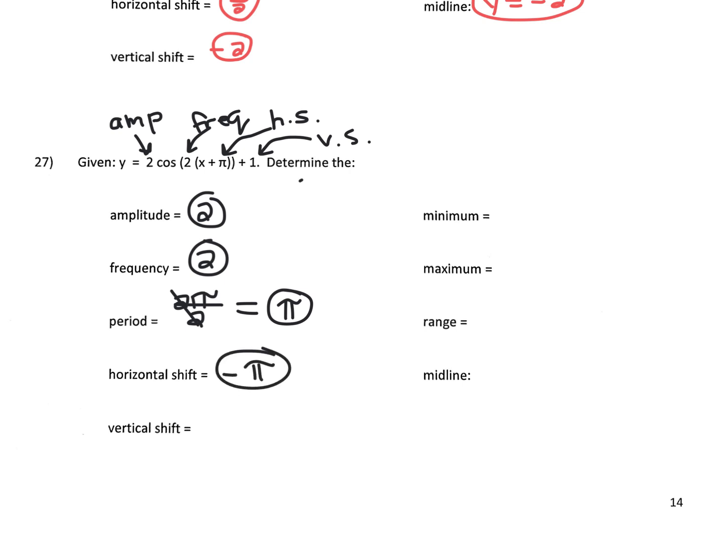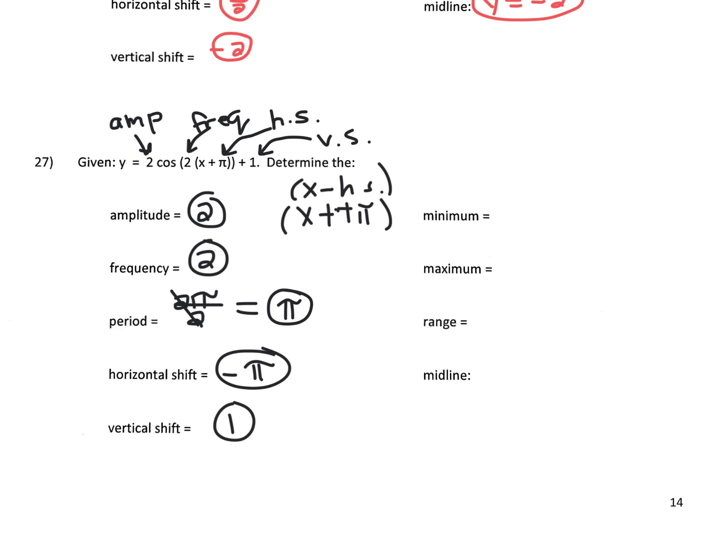Because within the parentheses, it's x minus the horizontal shift. So if we do x minus -pi, that's where that plus sign comes from, right? A negative times a negative is a positive, so that's where that plus sign comes from. So basically, for your horizontal shift, you're just going to have the opposite sign in there. Okay, and then as far as the vertical shift goes, that's this number that's just being added to the end of the function right here. So that is +1.